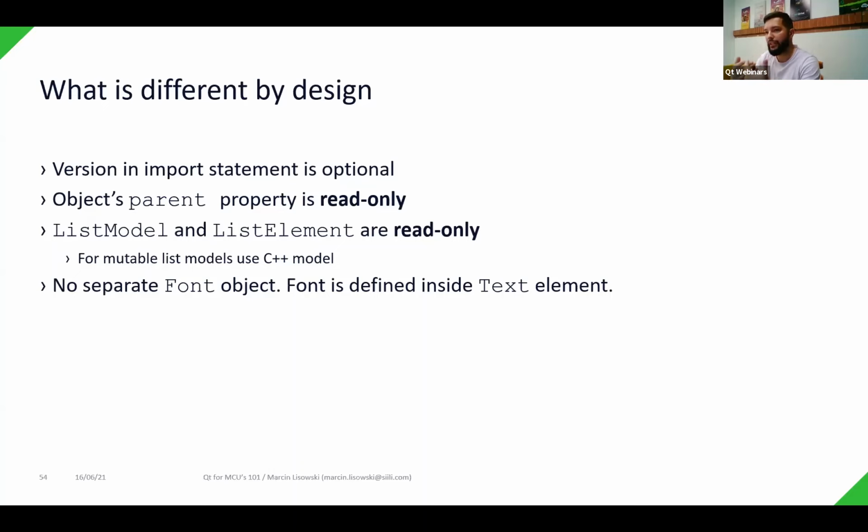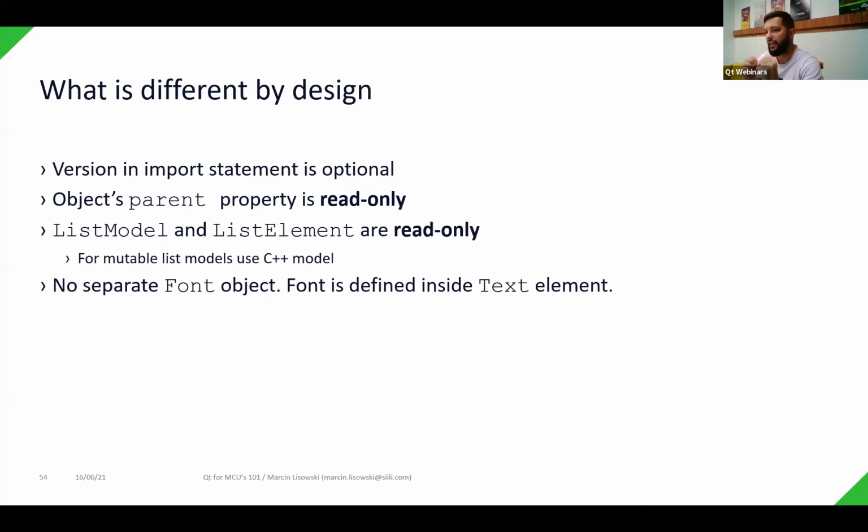Every object has a parent property, which in Qt for MCUs is read-only. It means, well, it's read-only, so you cannot override that one, of course. But looking more deeply, it means that you cannot reassign the objects in QML during the runtime. So this is how they are defined, this is how they will be defined in the runtime, and you cannot modify the tree after compilation. So that's the important thing.